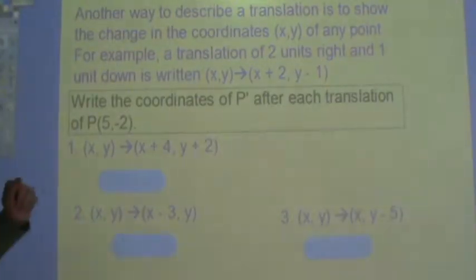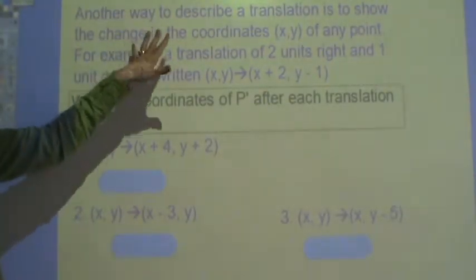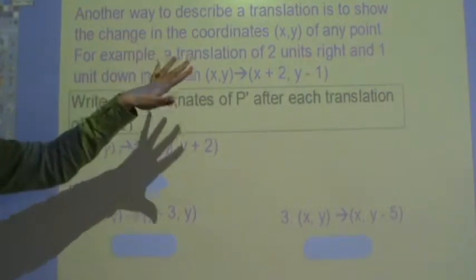All right, now this one's a little bit different. It says, another way to describe a translation is to show the change in the coordinates x, y of any point.